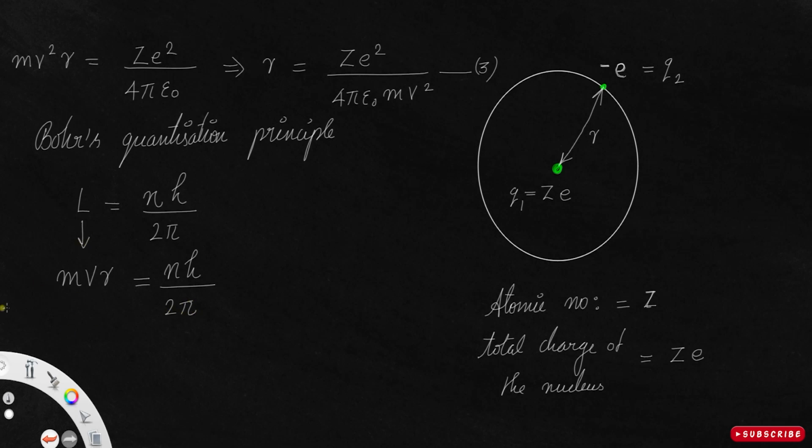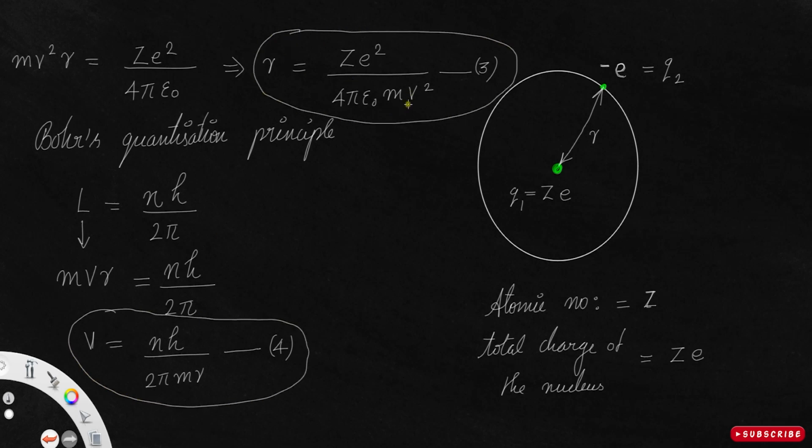See, this L is mvr. And we have v equal to nh by 2 pi mr, taking this m and r to the right. Sorry, this is the expression for velocity. Call that equation number 4. Now we want to substitute this value in this equation.